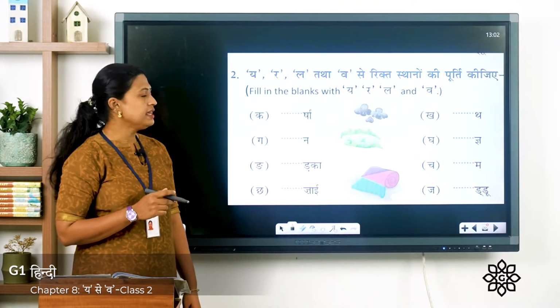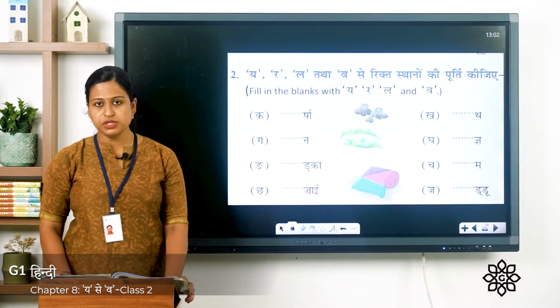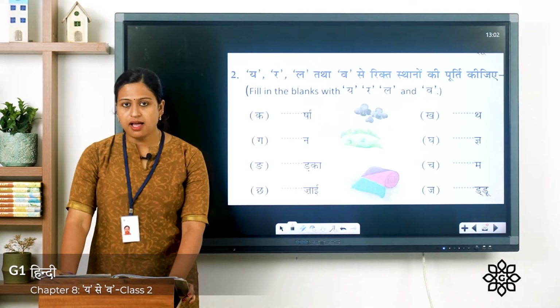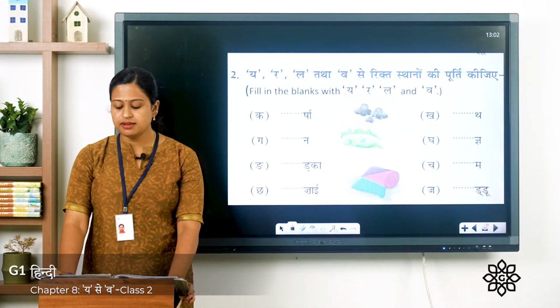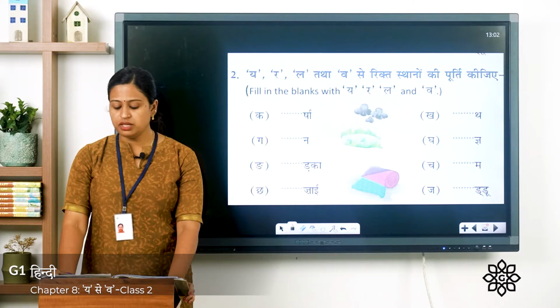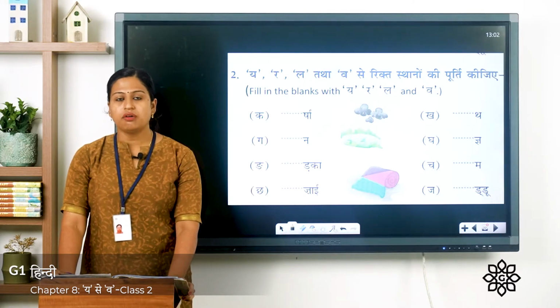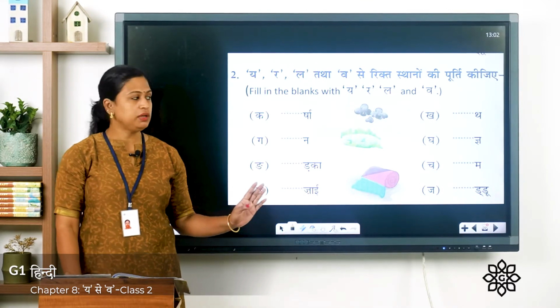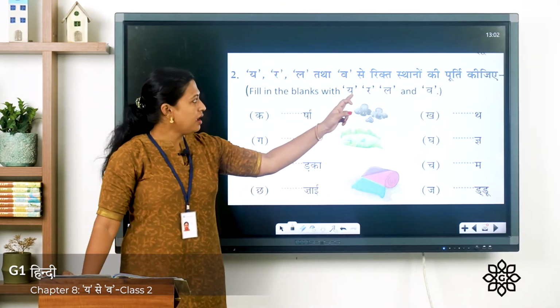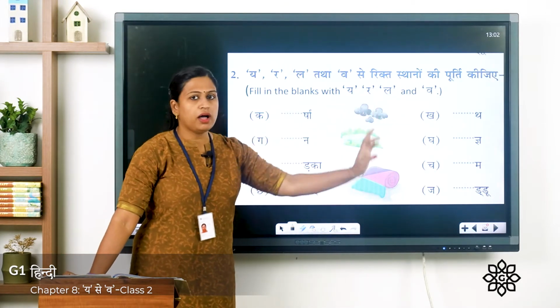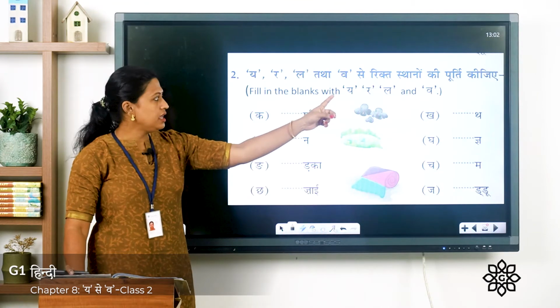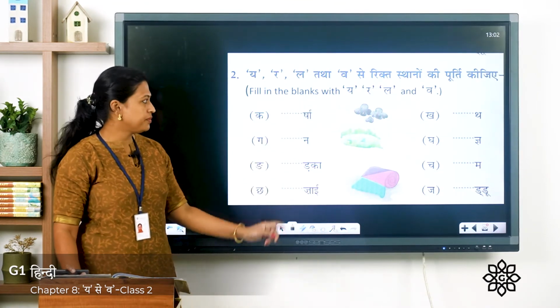Now let's move to the second exercise. And the question is, या, रा, ला तथा वा से रिक्त स्थानों की पूर्ति कीजिए. So you have to fill in the blank with the given Vyanjan letters. Ya, ra, la, va. So you have to use these Vyanjan letters here.